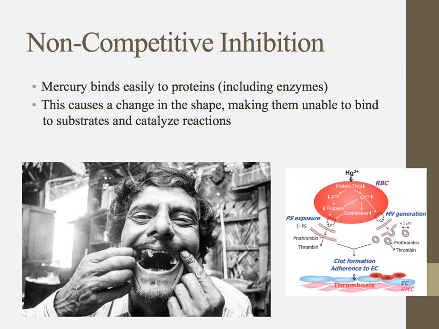One of the classic examples of non-competitive inhibition is mercury. Mercury is so nasty. It's a reason why it's actually illegal for teachers to have mercury thermometers in their classrooms anymore because it does bad things. It binds really easily to proteins, and yikes, enzymes are made of proteins. It can bind to lots of different types of proteins, and again, that causes the change in shape, making them unable to catalyze their reactions. So that could lead to blood clots, tooth decay, gum problems, birth defects, lots of different things.